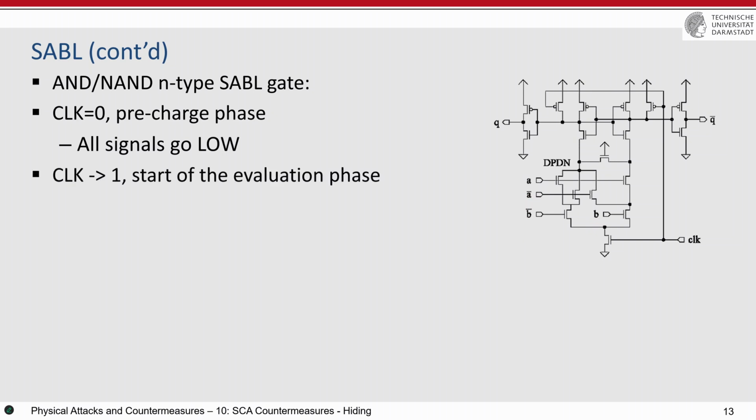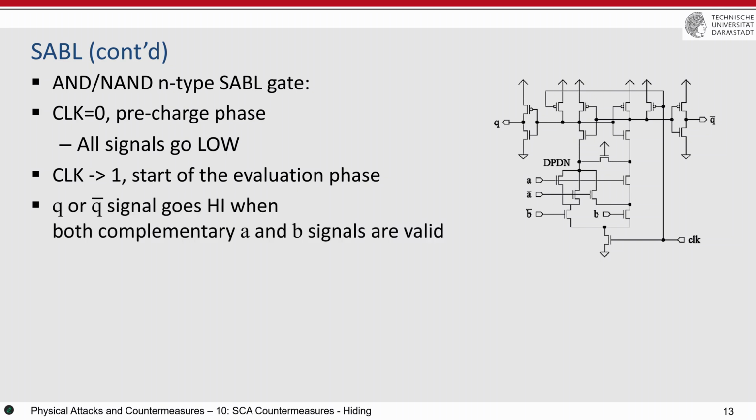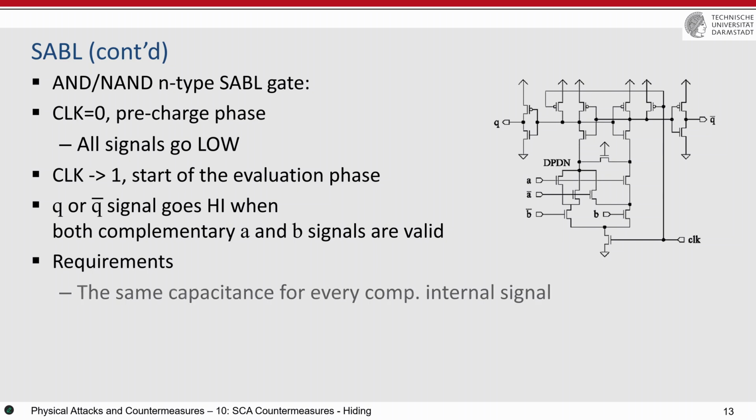This is what I already explained. The clock is 0, all signals go to low, and the clock is 1 at the start of the evaluation phase. Then either Q or Q bar goes high when both complementary A and B signals are valid. This is clear. And it has some requirements: the same capacitances for every complementary internal signal.